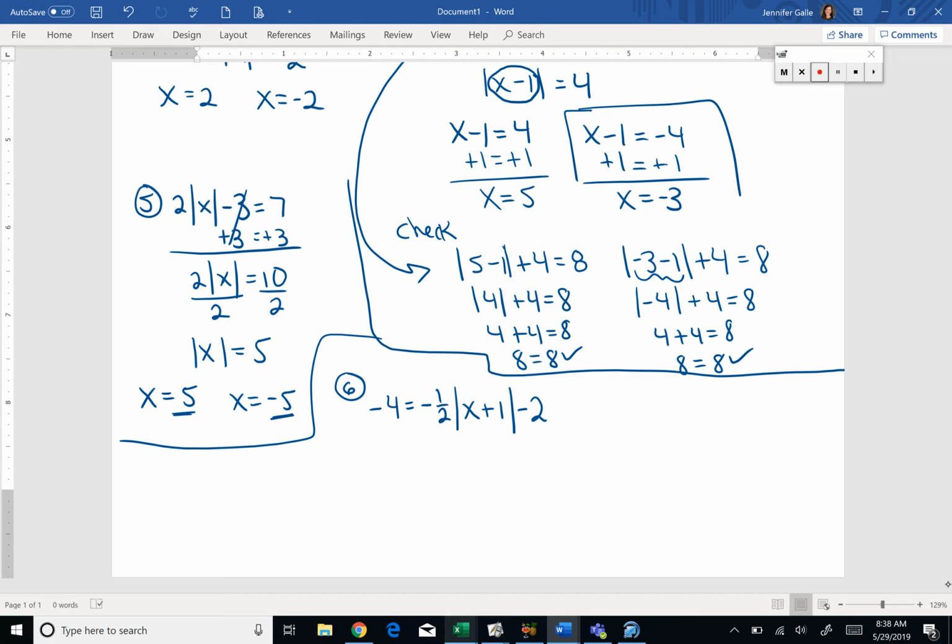I know some of you aren't going to like that the absolute value bars are over on the right. You can switch the equation around if that bugs you.